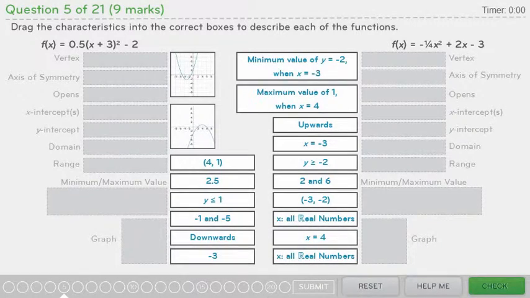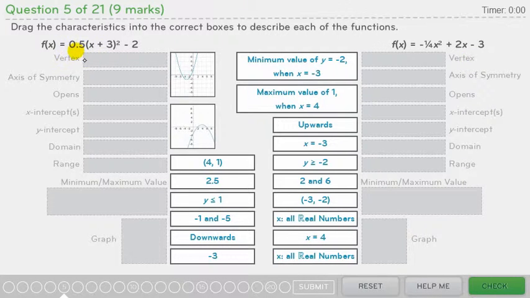In this question, we need to drag the characteristics in the middle into the correct boxes to describe the two functions. You'll notice that the function on the left is written in vertex form, and the function on the right is written in general form. Before we get started, let's take a look at the graphs. Once we've placed the graphs in the right spot, that'll give us an idea of what our functions look like.